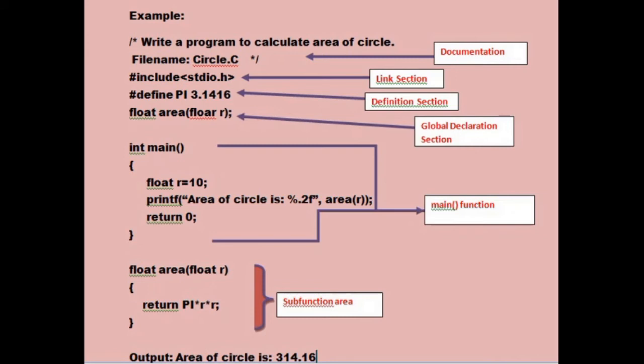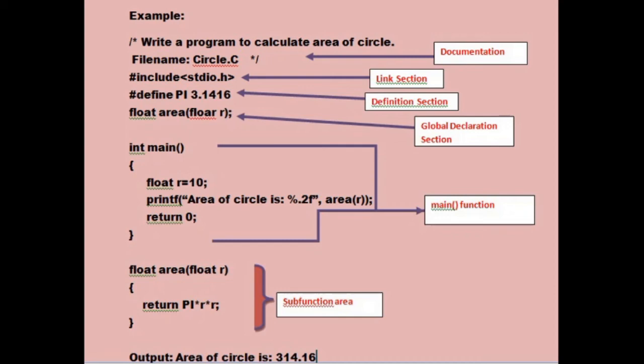Then our main function section, that is int main() curly brace start, that represents the starting of the main function, and all the statements between curly brace start and curly brace close are the part of main function. First statement, float r = 10. Here we are declaring a local variable of type float and initializing it with the value 10.